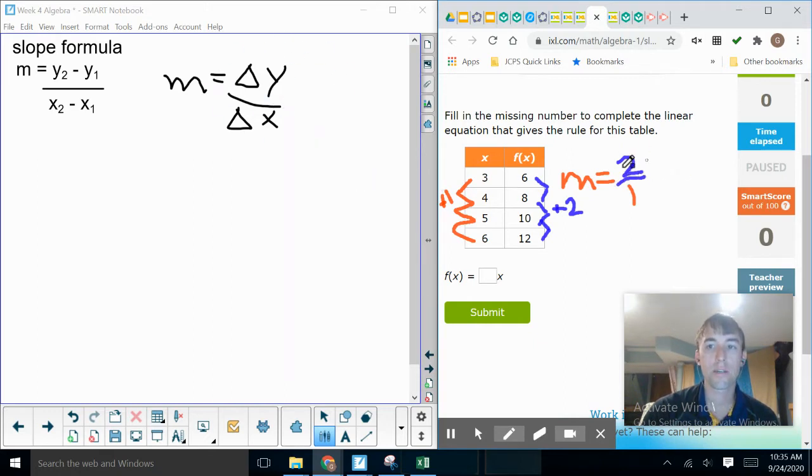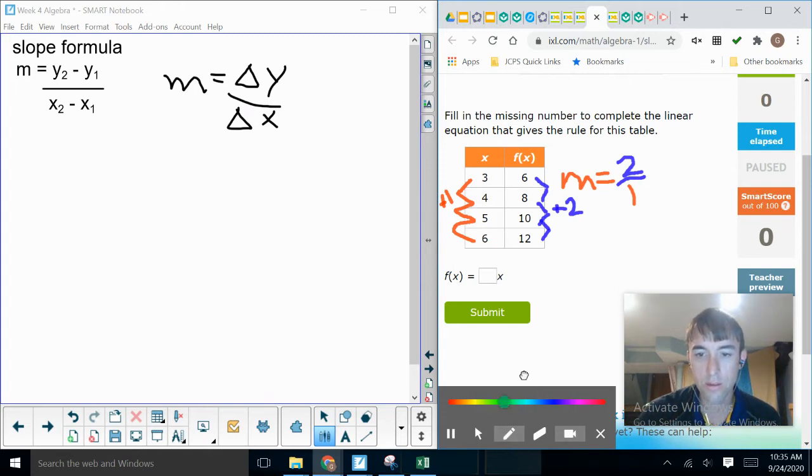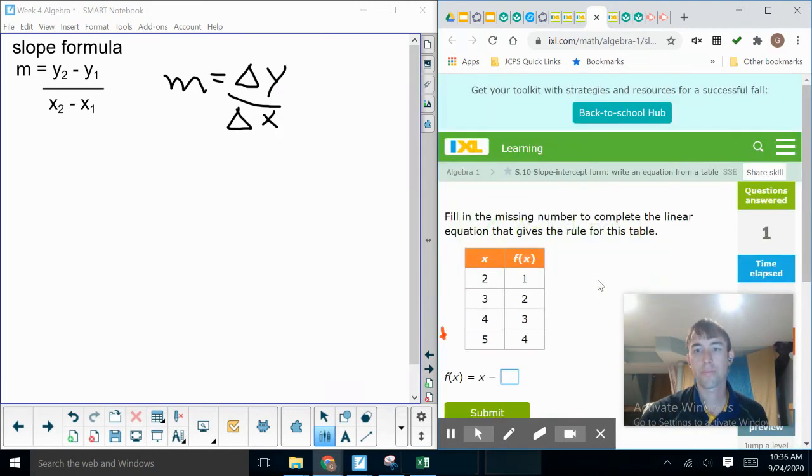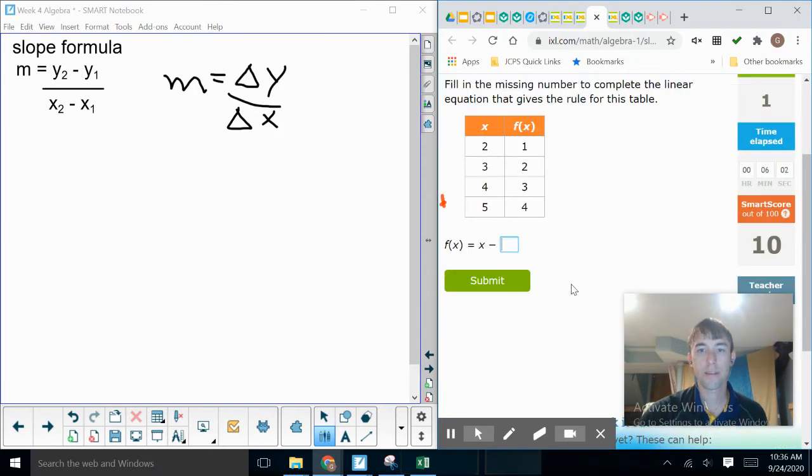So we have change in y over change in x. Therefore, it equals 2 divided by 1, which is 2. So my m value here, my slope, is 2. All right, next one.